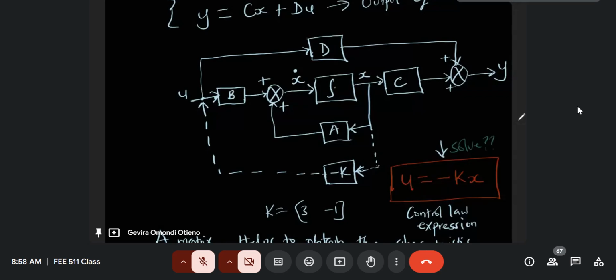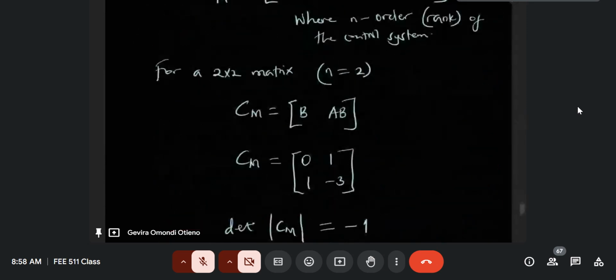Okay, so please note that that is basically the design, solving the control law expression. In my design, I have obtained the value of k, so all I have to do is feed back this value of k to my input for me to obtain the required state vector or the required expression that I want. Okay? So that is part 1.